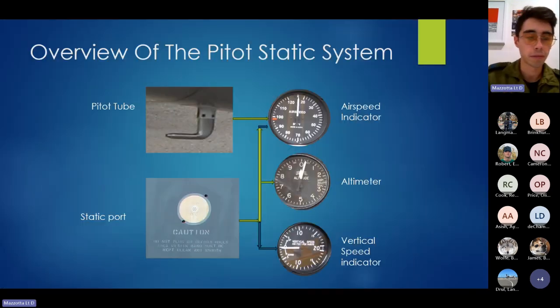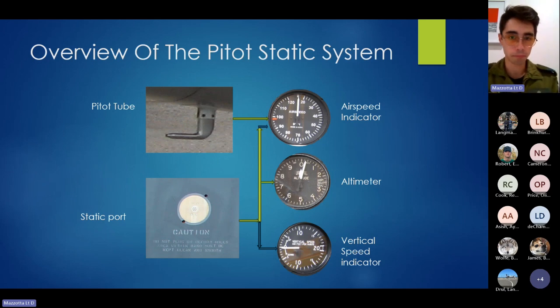Okay, so a brief overview of what we can see in this picture here. We've got the pitot tube and the static port. On most aircraft, they are in separate locations. On the Schweitzer 233A, they are two separate things, but they're attached at the same spot. The airspeed indicator is the only instrument that uses the pitot tube, while the static port is connected to all three of these basic instruments: the airspeed indicator, the altimeter, and the vertical speed indicator.